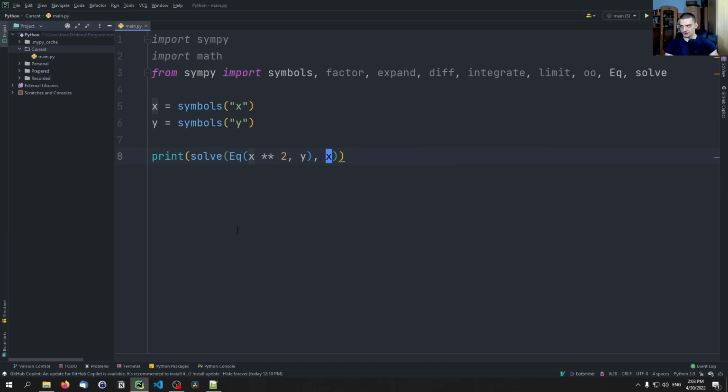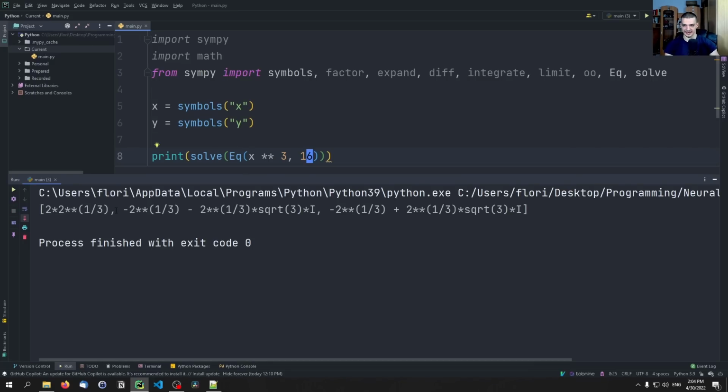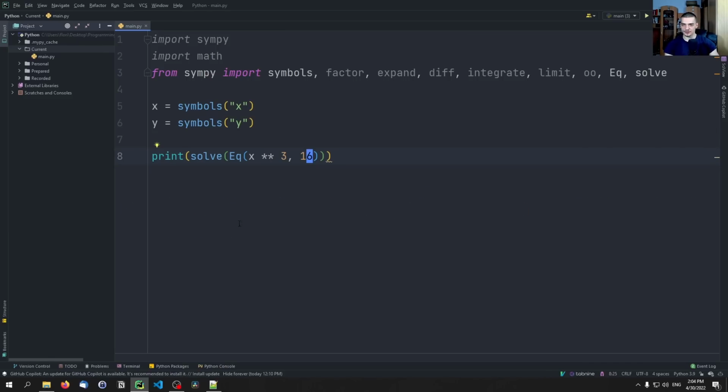And we can do all sorts of complex equations. We can also get imaginary numbers, so complex numbers. If I have, for example, x to the power of 3 is 16, then you can see that I get one normal solution here and then two complex solutions with the I, with the imaginary part. So that works as well.